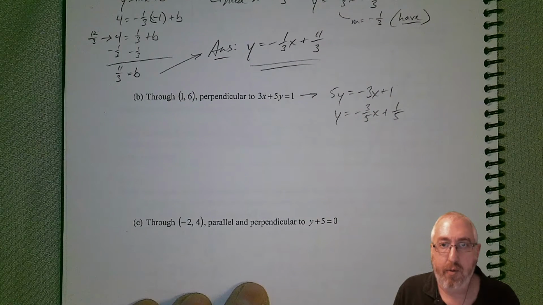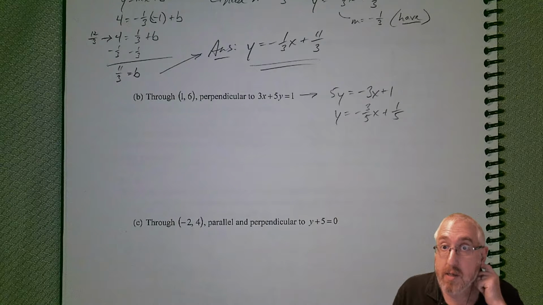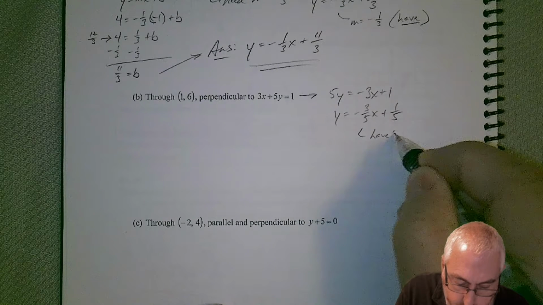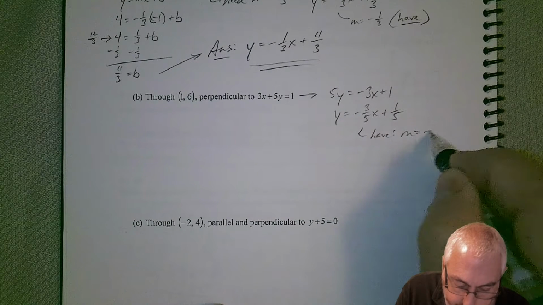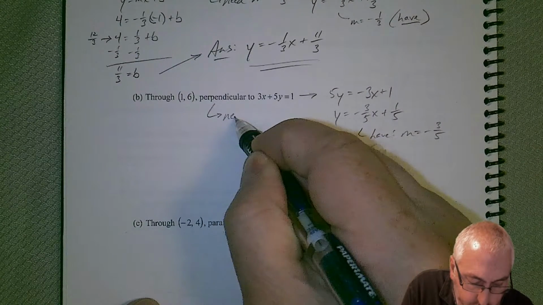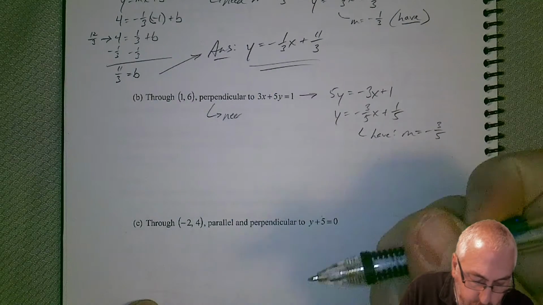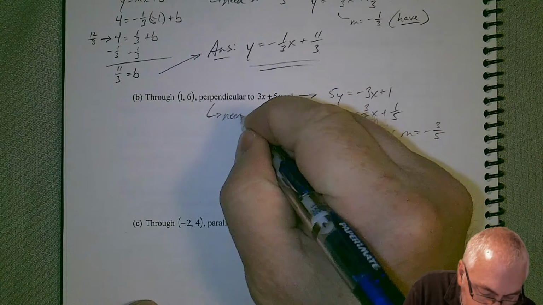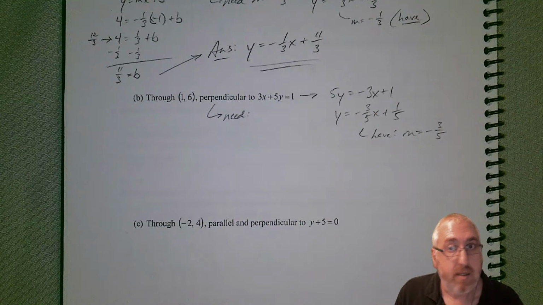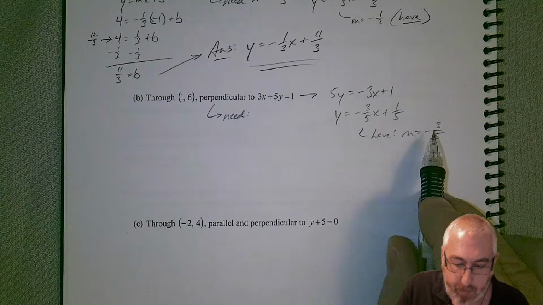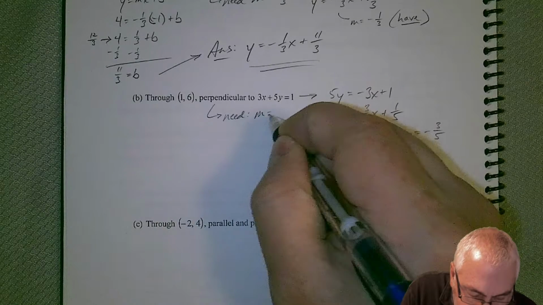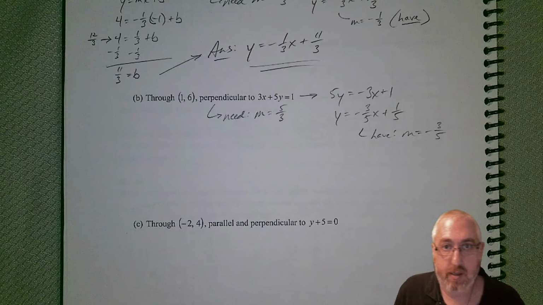So we'll get negative 3/5 x plus 1/5. So we have m equal to negative 3/5. Perpendicular would say we need m equal to what? It's not the same. Remember, we want that negative reciprocal, so we have to flip it and negate it. So m better be equal to 5/3 in this case.